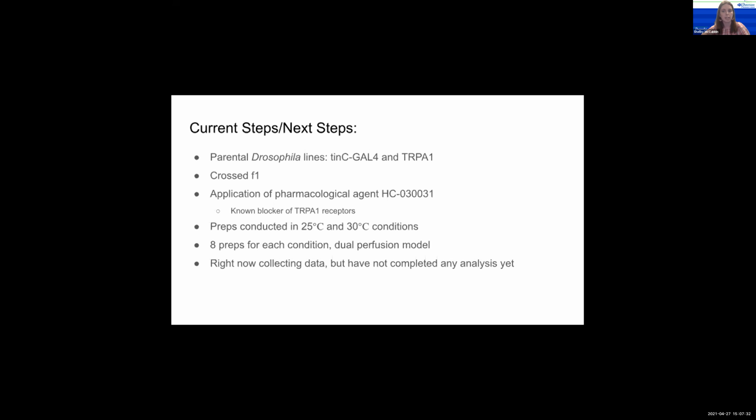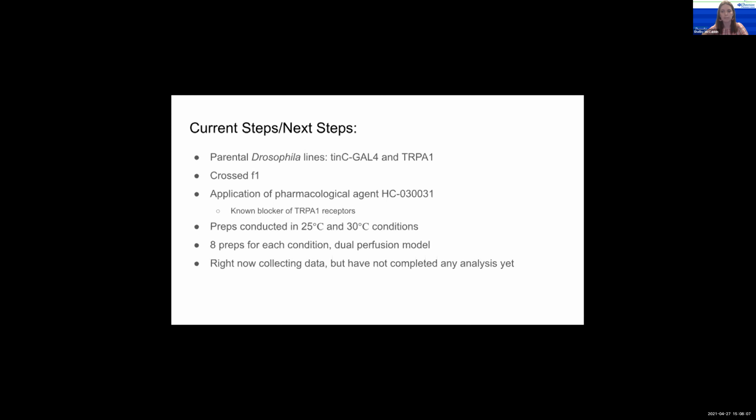So we're currently in a state of data collection, but have not completed any data analysis yet to see whether that overexpression is in fact making a difference in maintaining heart rate. We have taken 2 different parental lines and crossed them to create an F1 generation as well. Additionally, with the cross generation, we are applying the pharmacological agent HC030031, which is a known blocker of TRPA1 receptors, to see whether that blocker has an effect on heart rate as well.